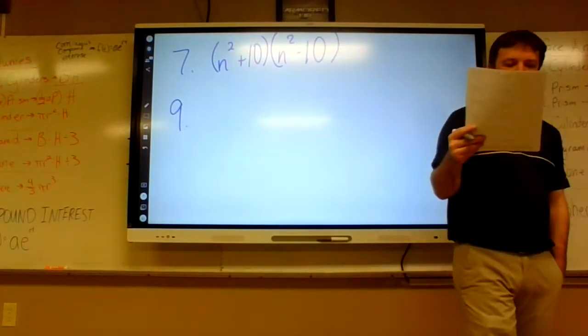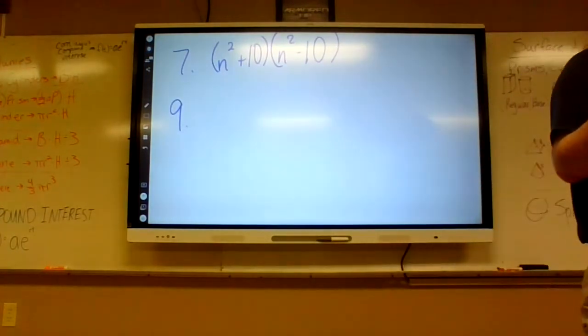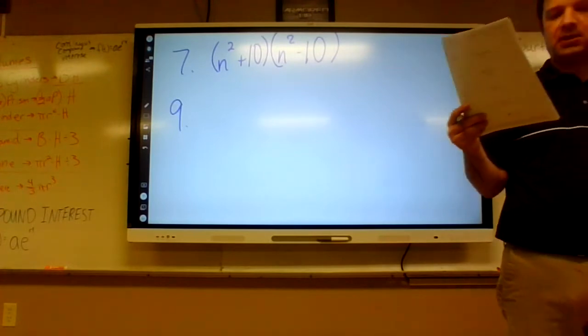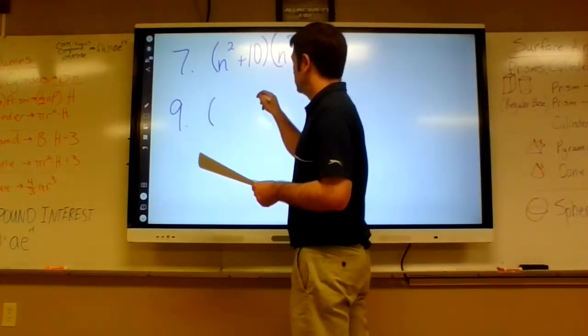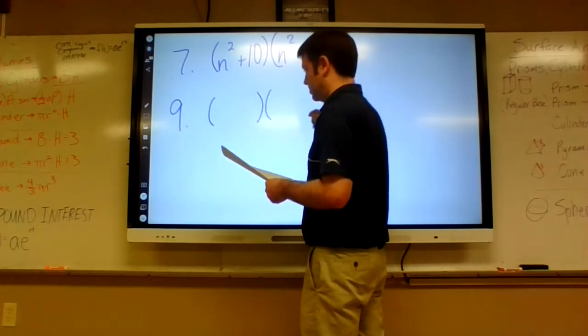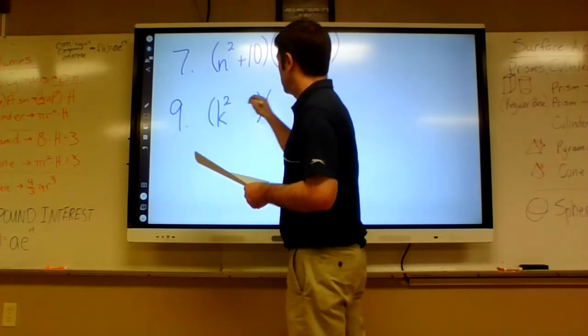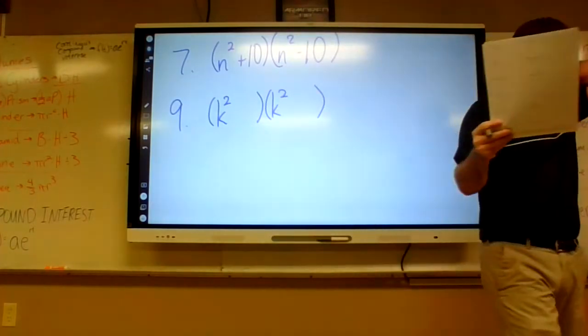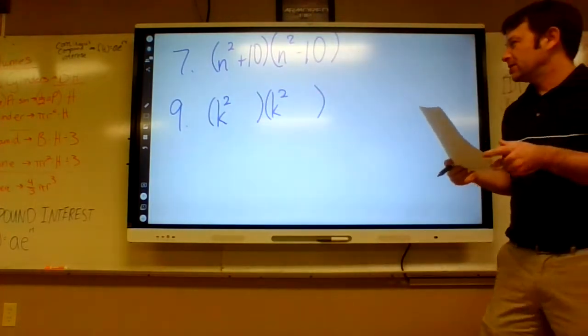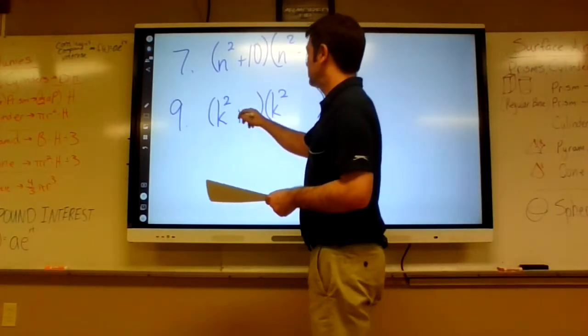Okay, number 9. Is number 9 a square minus a square? Yes. What's going to go in the front? K squared. And what goes in the back? What goes into negative 36? 6. 6 and negative 6.